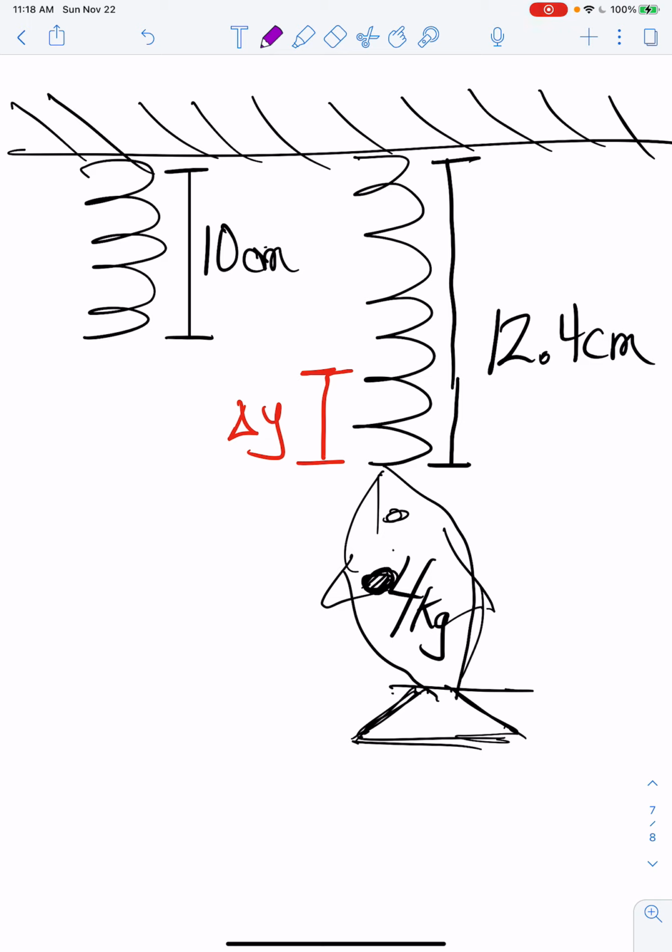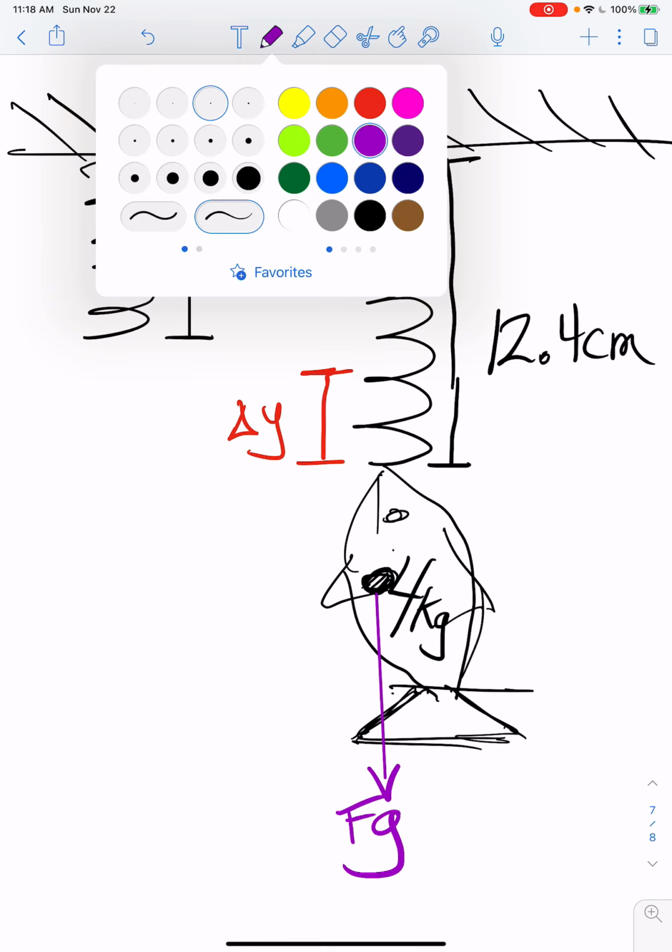Let's see if you know this. All right, give it a try. Think about it. Two forces. All right, see how you did. First one, points down, gravity. Second one, points up. Let's go with orange.